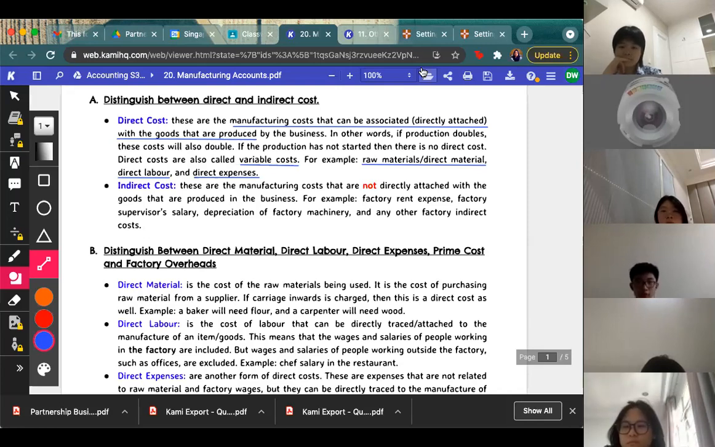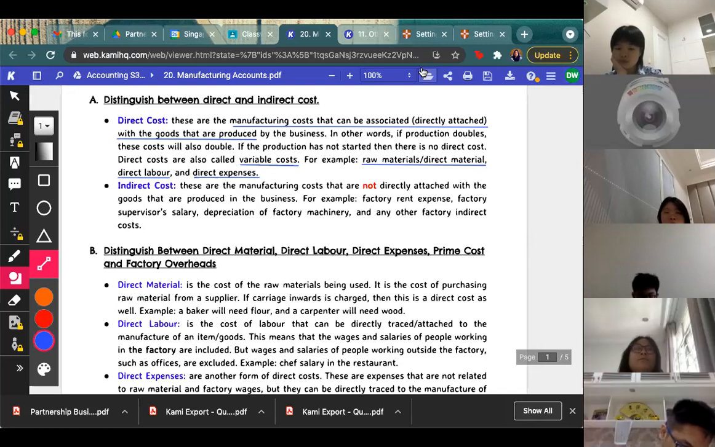Next is direct expense. Direct expense is any other expense except for materials and labor. Any other expense that is directly attached to the goods. Examples of direct expense are a patent or brand name. Let's say you want to produce a water bottle and you want the brand, for example Rubbermaid. You know the Rubbermaid brand for a water bottle. So you will pay for that.